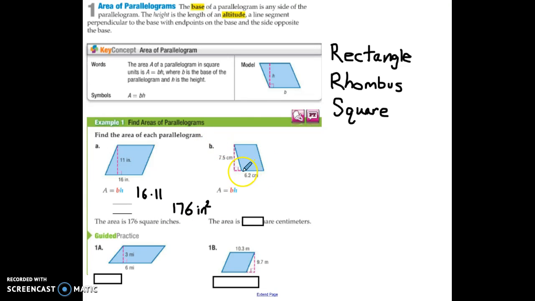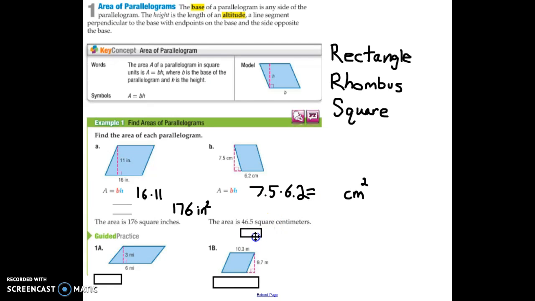Alright, same thing over here. My base, I would consider it to be 6.2. The height, 7.5. So I just multiply those two numbers together, 7.5 times 6.2. And again, my label is going to be square centimeters. Have to label all your answers. You will lose points on every assignment if you do not correctly label your answers. So 7.5 times 6.2 gives me 46.5 square centimeters, aka 46 and a half. A couple of guided practice problems if you want to try them down there.